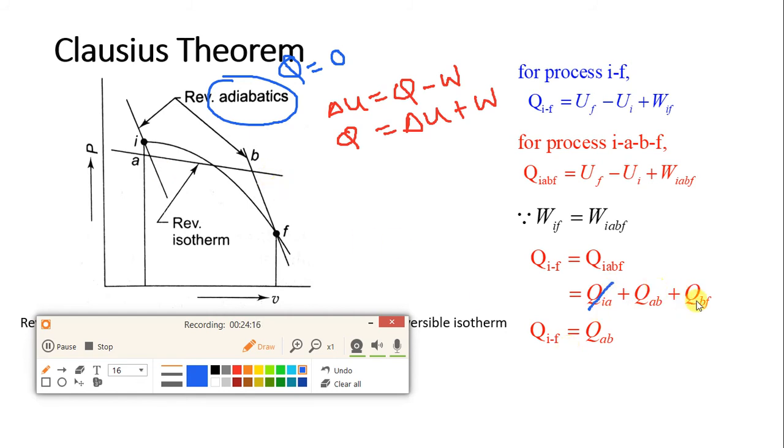Similarly, if you consider QBF, which process is this? Reversible adiabatic. For this also Q will be 0. So you can cancel this part also. So what you will get finally is QIF equal to QAB. So what is the conclusion from this? Understand this, this is a very important part.